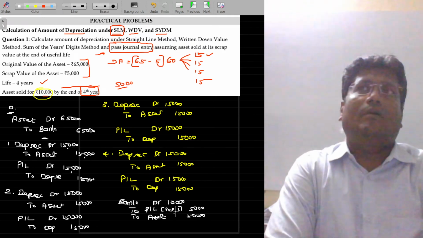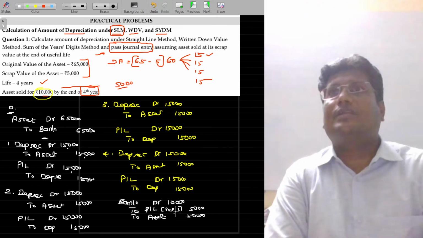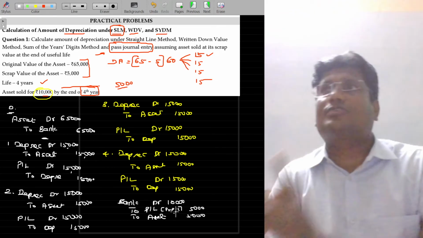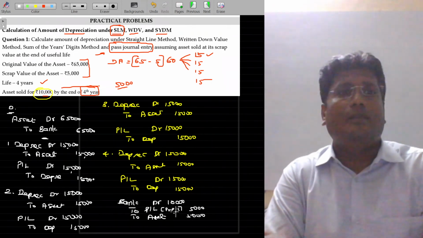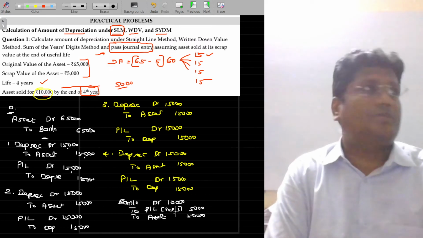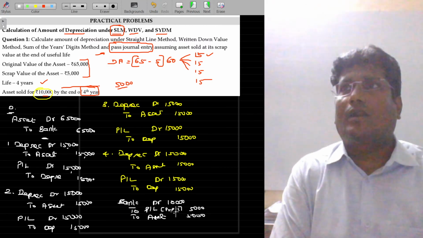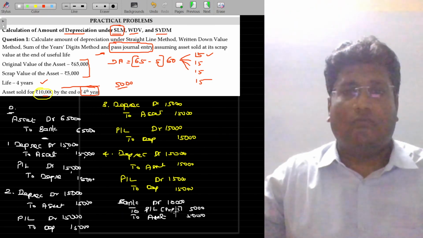So this is one method of accounting treatment. In this accounting treatment, the depreciation reduces the value of the asset. In another method, we accumulate the depreciation in a new account called provision for depreciation. Let me try to solve the same illustration under the provision for depreciation model also, right? Finish up copying this, and I will go for that method then.